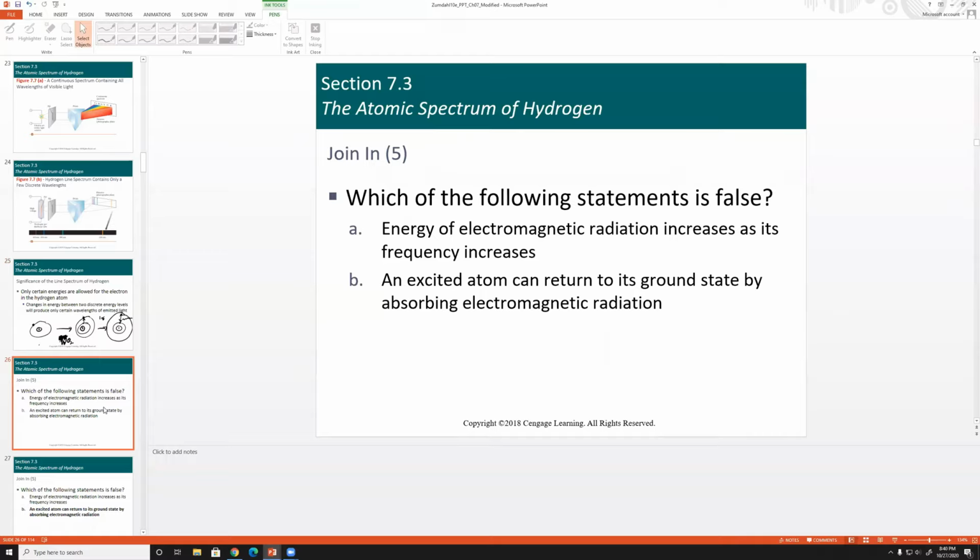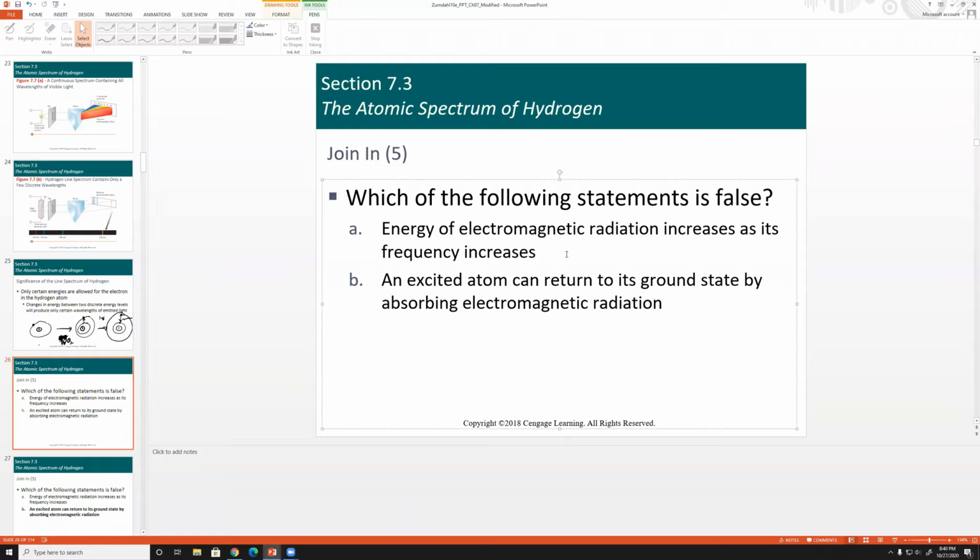Okay, so which of these following statements is false? Energy of electromagnetic radiation increases as the frequency increases. What do you think? Don't tell me you guys fell asleep already. True. Good. Good job, Harrison. So yeah, we talked about how, and good job, Catalino.